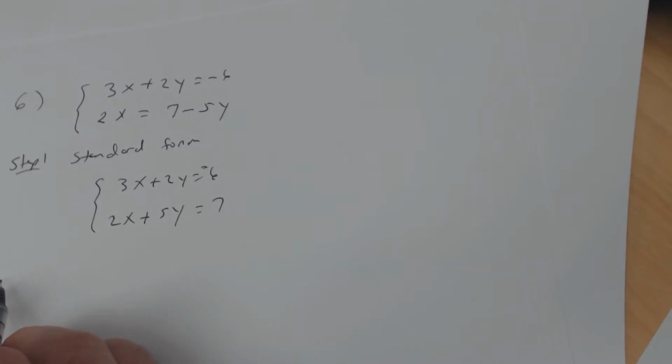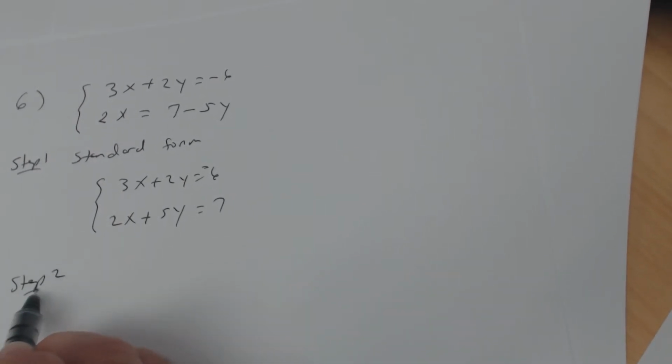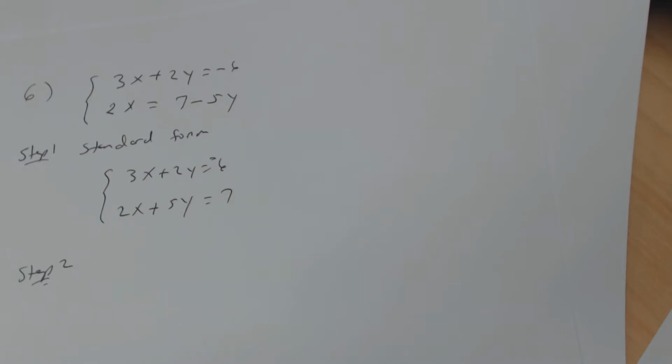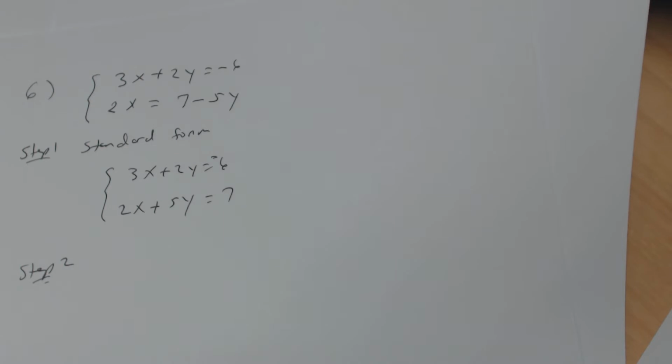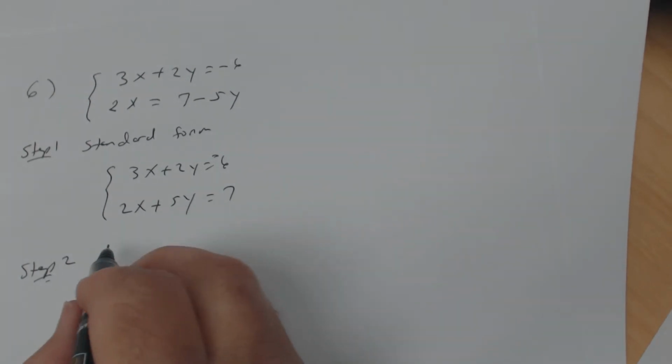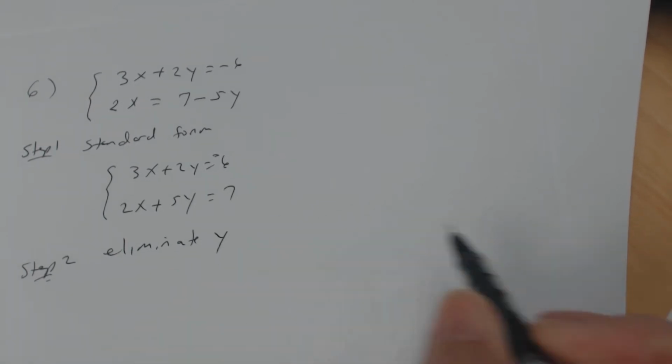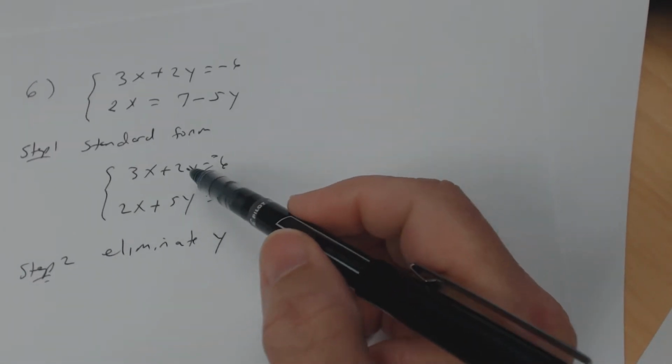So first of all, you have to put in standard form. Now, step 2 is where you think about which variable you want to eliminate. It does not matter which variable you want to eliminate. Do you want to eliminate the x or eliminate the y? It's up to you. So if you want to eliminate the y, let's say, then you got to look at what the coefficients are at this point.